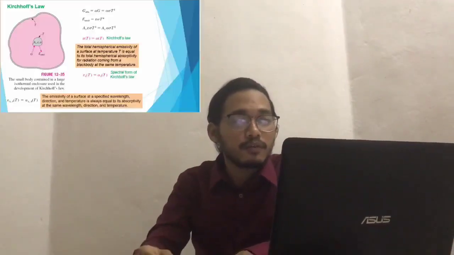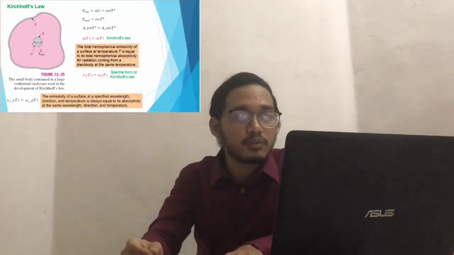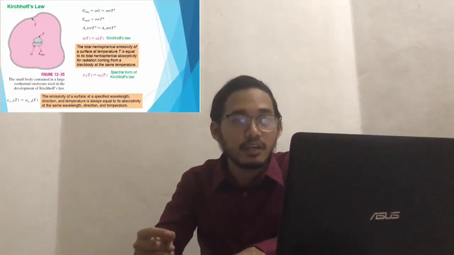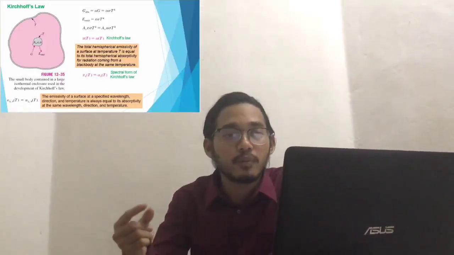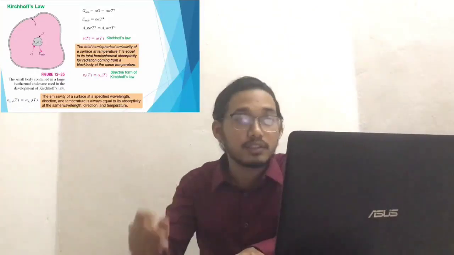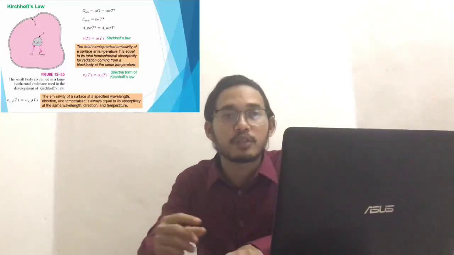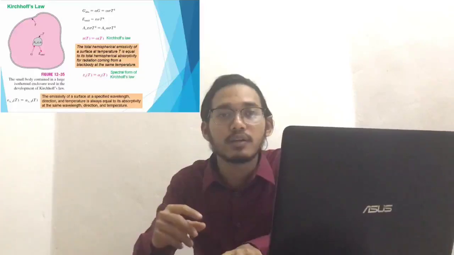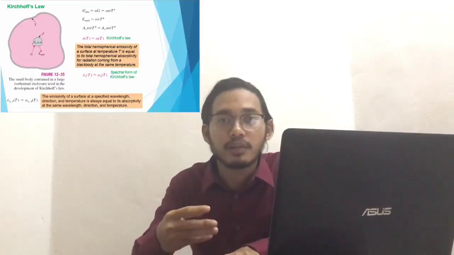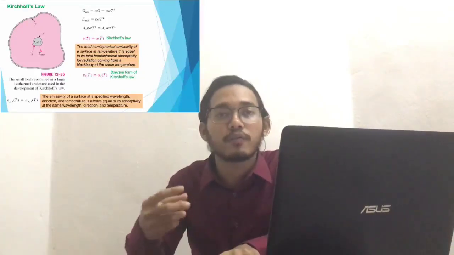For the next slide, we have Kirchhoff's law. Kirchhoff's law can be defined as the total hemispherical emissivity being equal to the total hemispherical absorptivity, as in the figure. It is called the spectral form of Kirchhoff's law. This law is important for identifying the examples and solutions that use Kirchhoff's law.